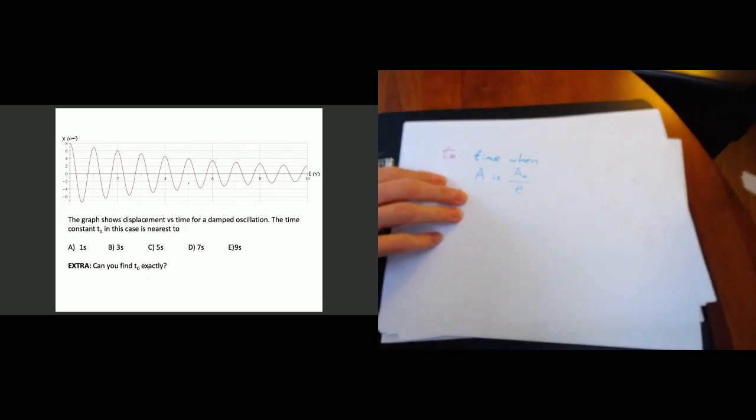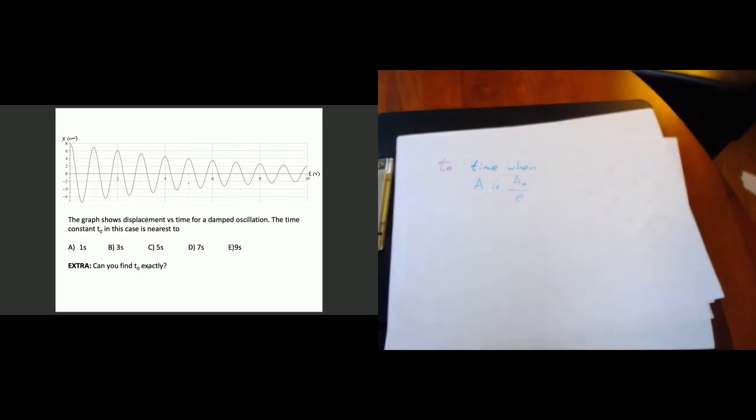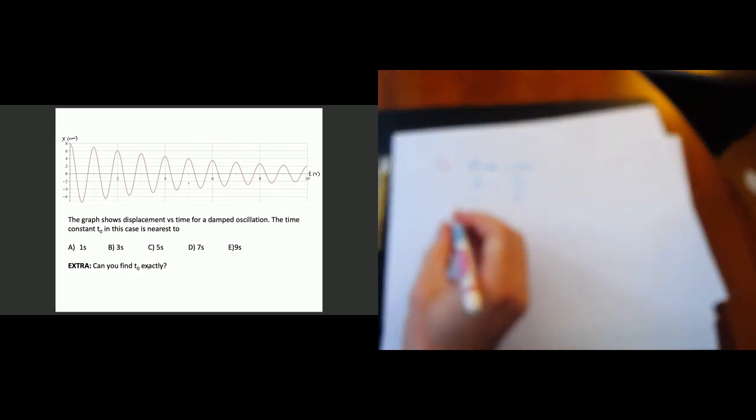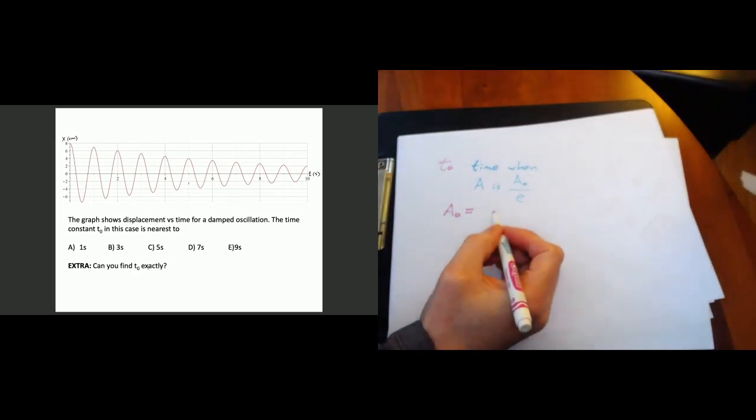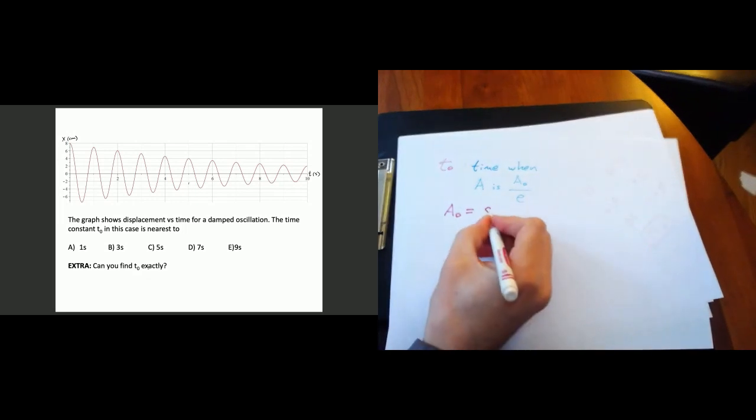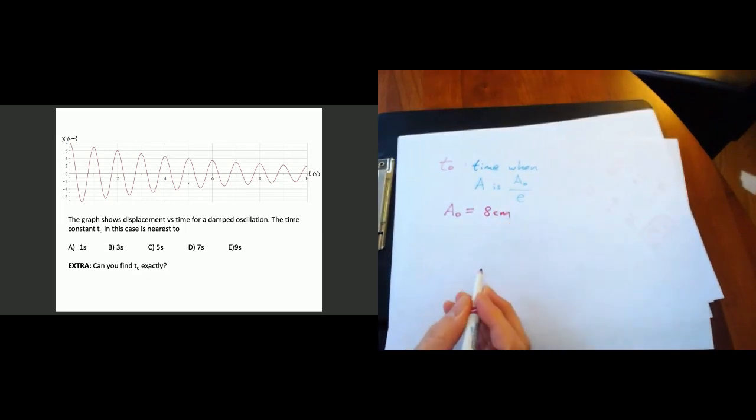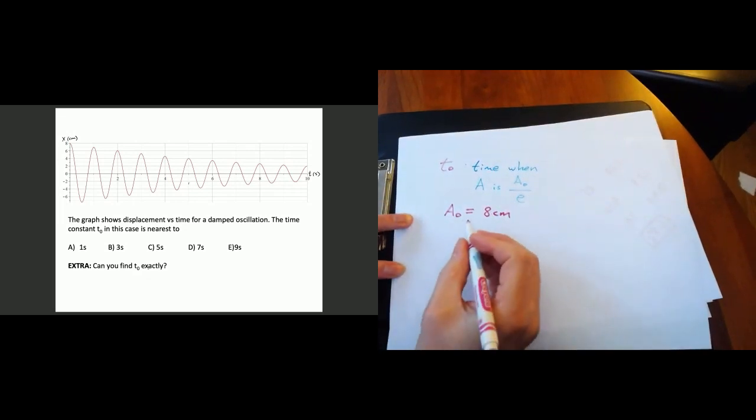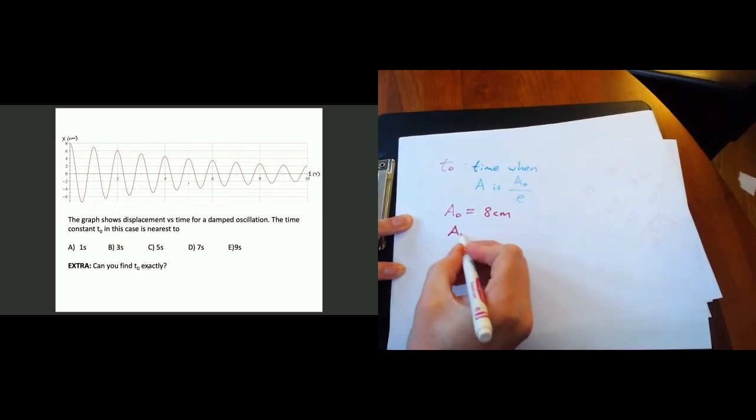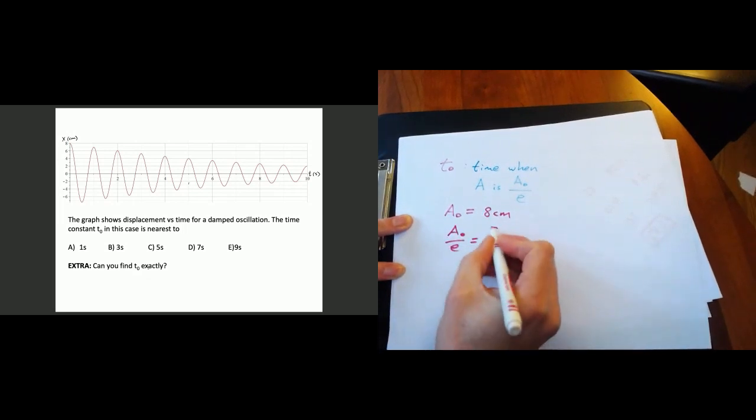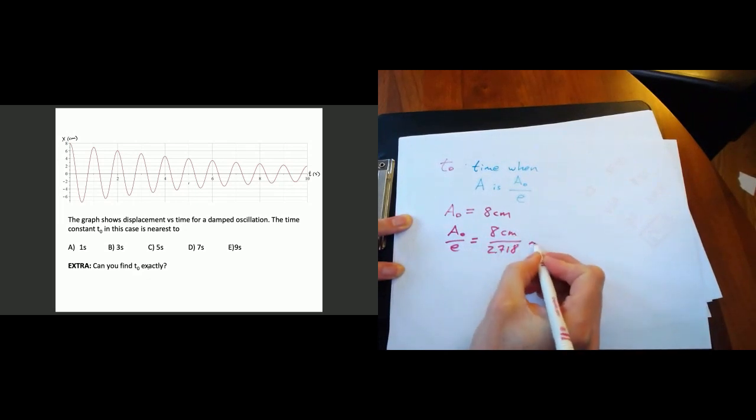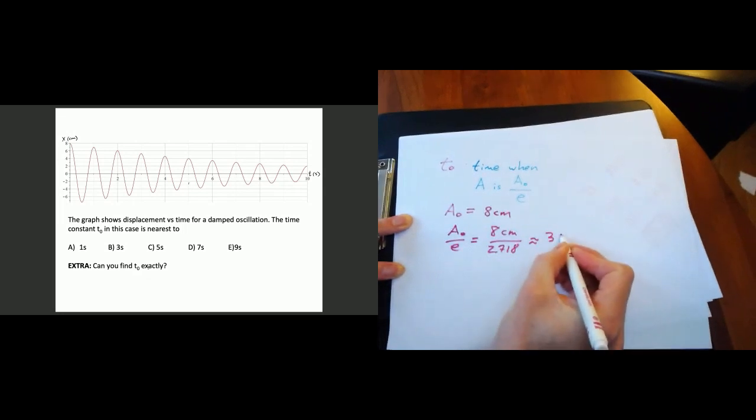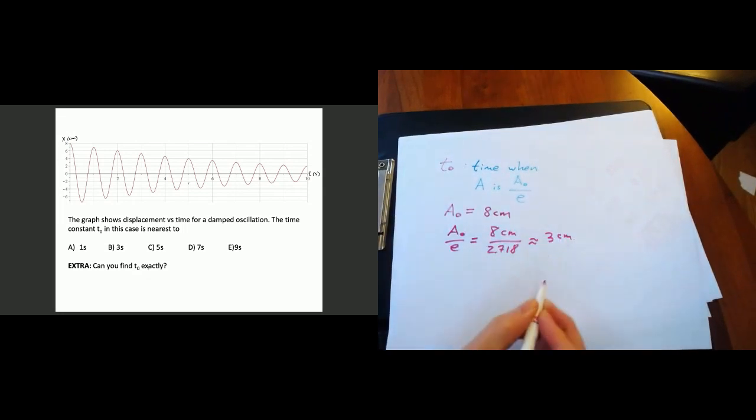Okay, so what we want to do here is look at our original amplitude. So in this problem, the original amplitude is 8 centimeters. And what we're going to do is then divide that by e. So A0 divided by e is equal to 8 centimeters over roughly 2.718, and that's approximately equal to 3 centimeters.